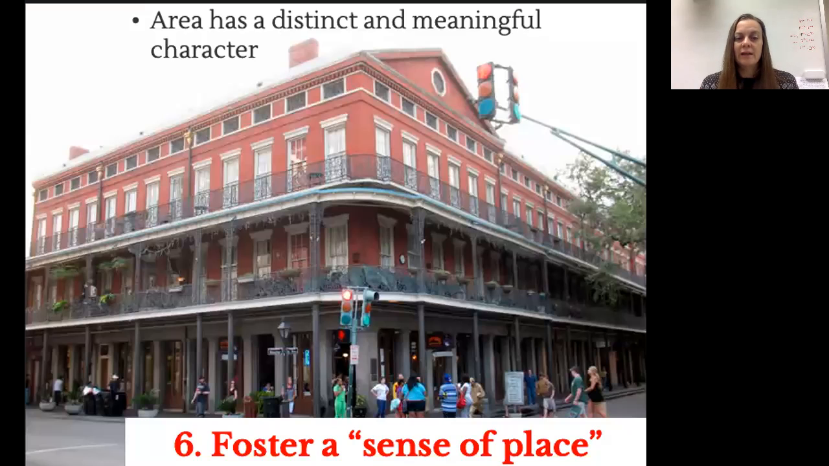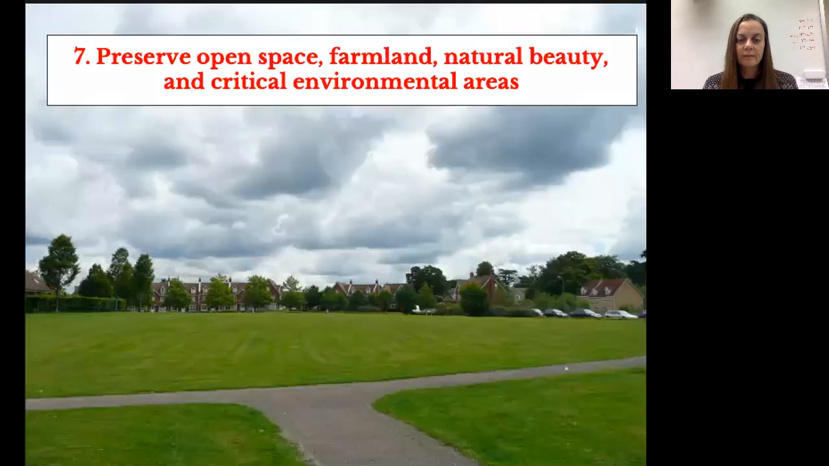Creating a sense of place by having a distinct and meaningful character. I would warrant that most of you can look at this picture and know that we're in New Orleans for this. So creating a sense of place is going to help to create a sustainable area. And of course, a big piece is preserving open space for farmland, for natural beauty, for critical environmental areas, but also open space for people to enjoy together. And as we talk about some of the other impacts of cities, this green space is going to become more and more important.